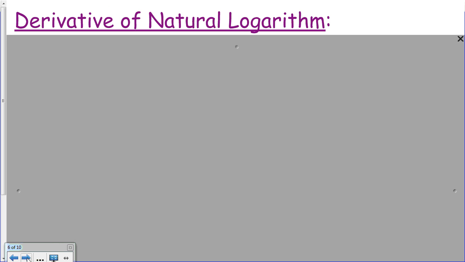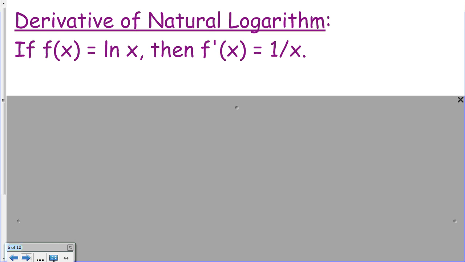So here's that property. Just to formalize it for us, if f of x is equal to the natural log of x, then f prime of x is equal to 1 over x. Now this is for the natural log function. We'll talk further about logs of any other base a little later on. All right, we just want to look at natural log though for right now.